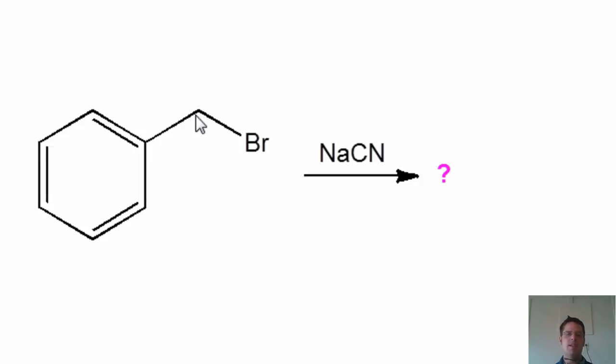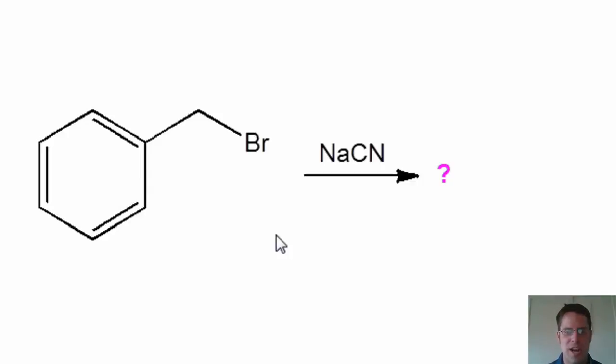Is this a primary, secondary, or tertiary? You might be tempted to say primary, and if you did, you'd be kind of technically wrong, because this is not a traditional primary carbon. This is a carbon that is resonance stabilized. In other words, this Br could leave, give me a carbocation in this position, and have it be stabilized by resonance across 4 total carbon atoms in this molecule.